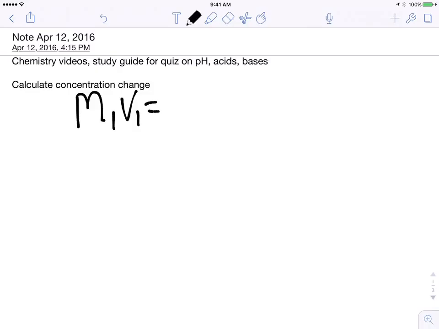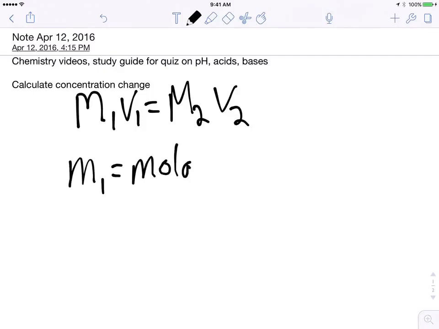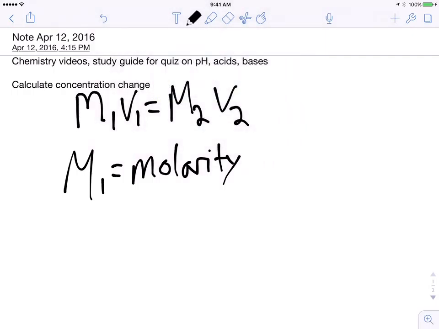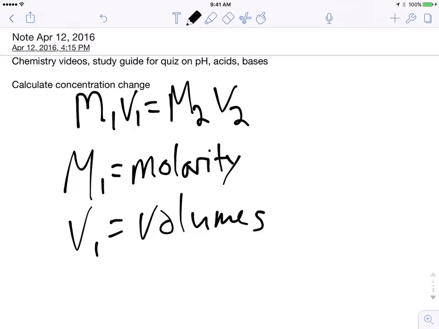M1 V1 equals M2 V2, where M1 stands for molarity. That's supposed to be a capital M. And V1, well, these are volumes. And that's the same, molarity 1 versus molarity 2, volume 1, volume 2. So, remember, if you think back to the gas laws, same exact thing.